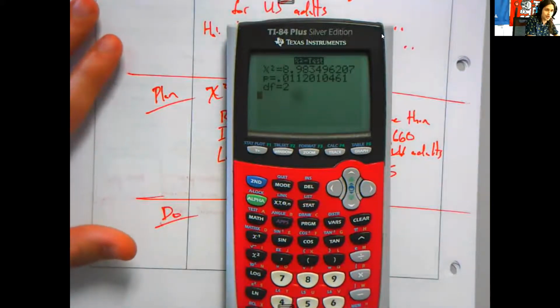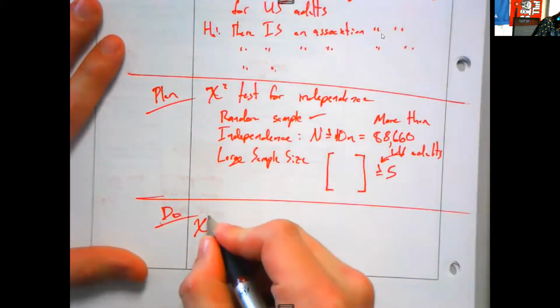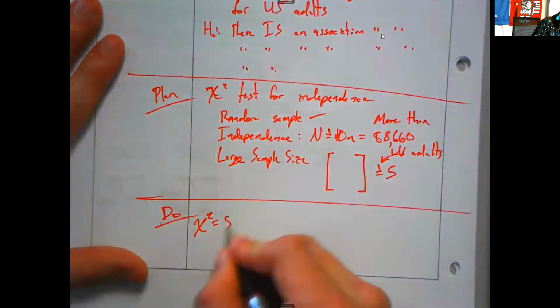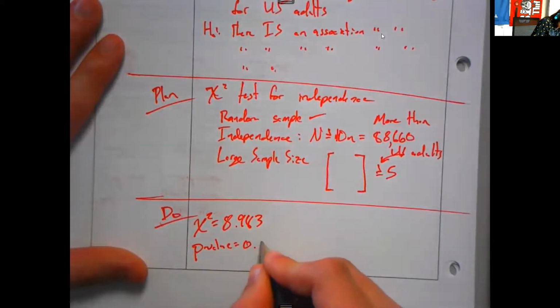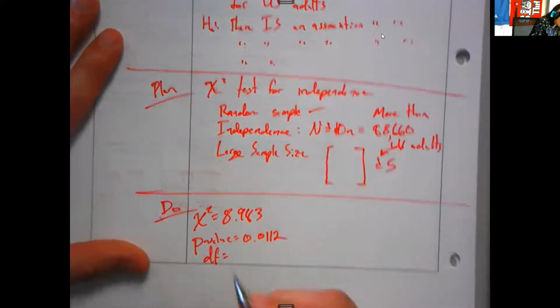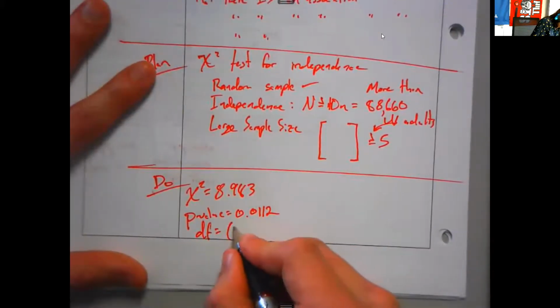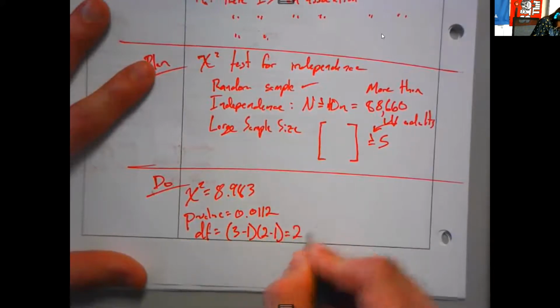I'm going to record these values. I've got a chi-square statistic of 8.983. My p-value, I'm also going to record, 0.0112. And my degrees of freedom, I'll write a formula here. It's rows minus 1, which is 3 minus 1, times columns minus 1, which is 2 minus 1, equals 2.